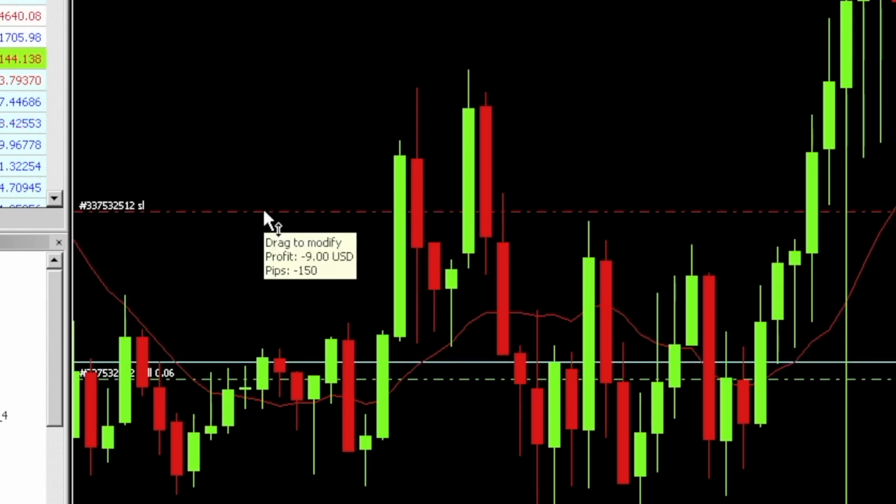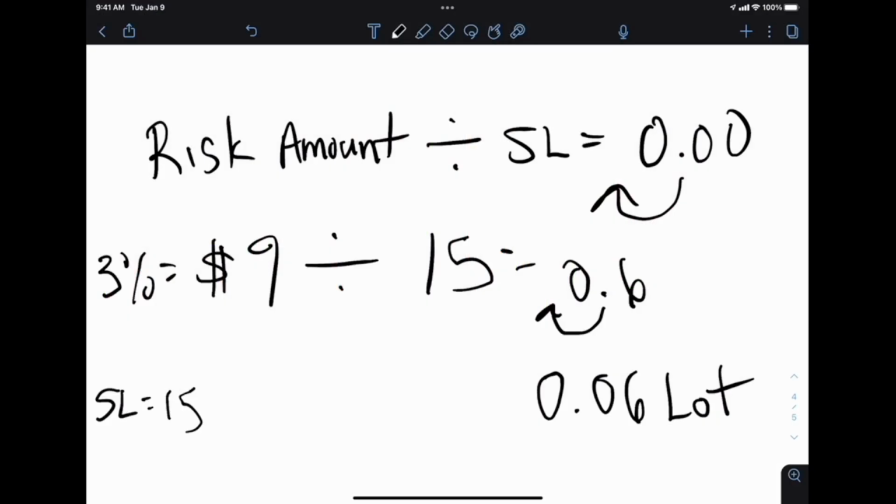So as you guys can see, if I hover over it, it says 150 pips. However, that's equivalent to 15 pips. And if I hover over it, you see that it says $9. So we're risking $9. Okay. So now you guys can see how a simple formula, your risk amount divided by your stop loss, and then you want to move your decimal over one spot to be able to tell what your actual lot size is.